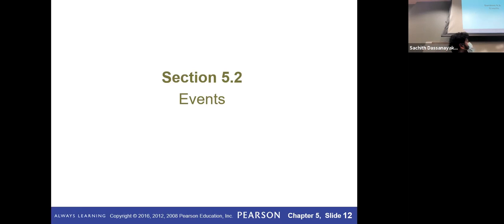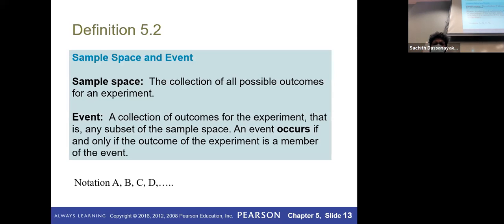Let's start this section 5.2. Now we are going to talk about events. Okay, still we use events. I told you this is event, but you didn't see the real explanation about events. First of all, we discussed about the event.